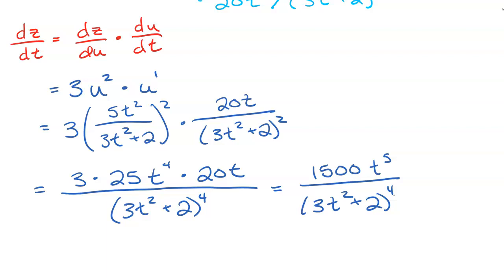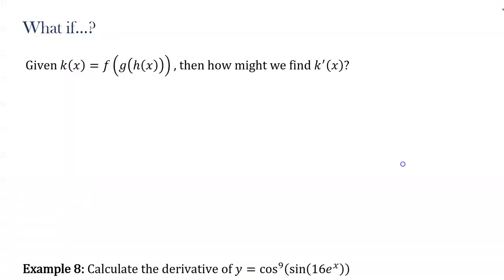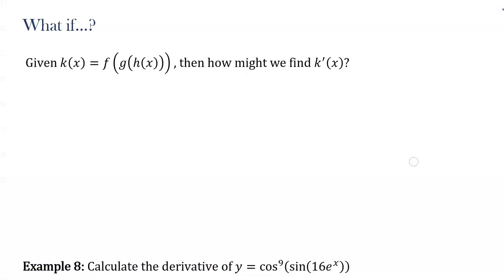Okay, so let's have a what-if scenario. What if we had more than one composition at a time? What if we had 3 compositions all in a row, h of inside g inside f? So how could we find the derivative anyway? Well, we would use u substitution. We would just do it twice.